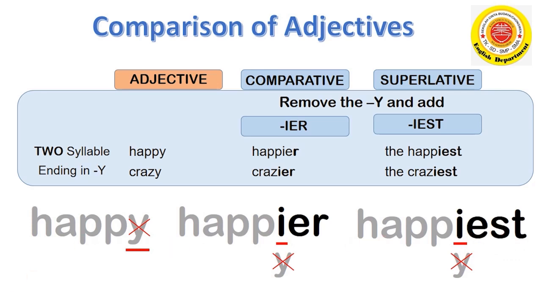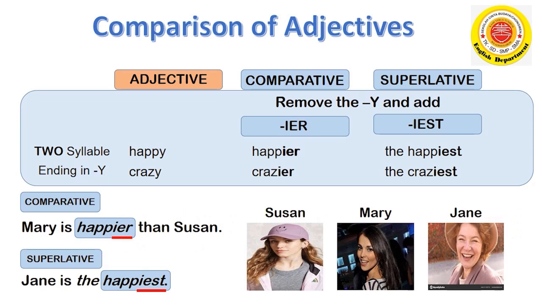The next. Here are 3 women, Susan, Mary, and Jane. How can we compare these three women using the adjective happy? Bagaimana kita membandingkan ketiga wanita ini dengan menggunakan kata sifat happy? Mary is happier than Susan. Mary lebih bahagia atau lebih senang daripada si Susan. Jane is the happiest. Jane itu yang paling bahagia.